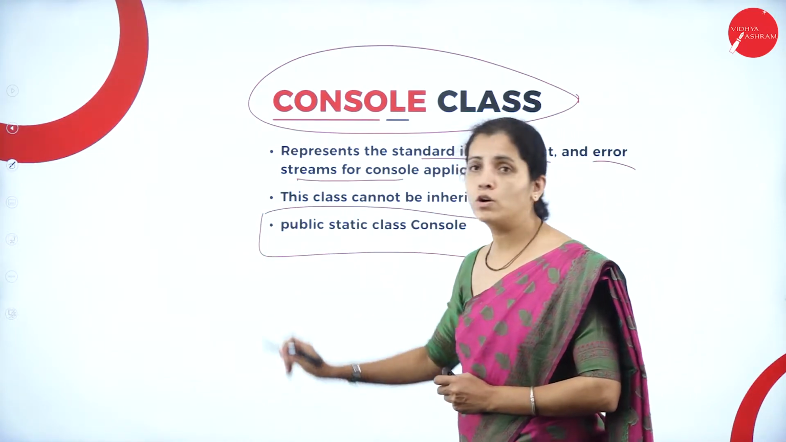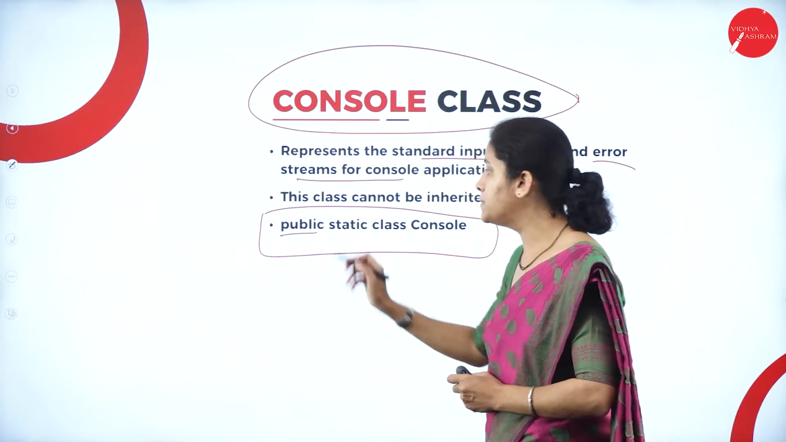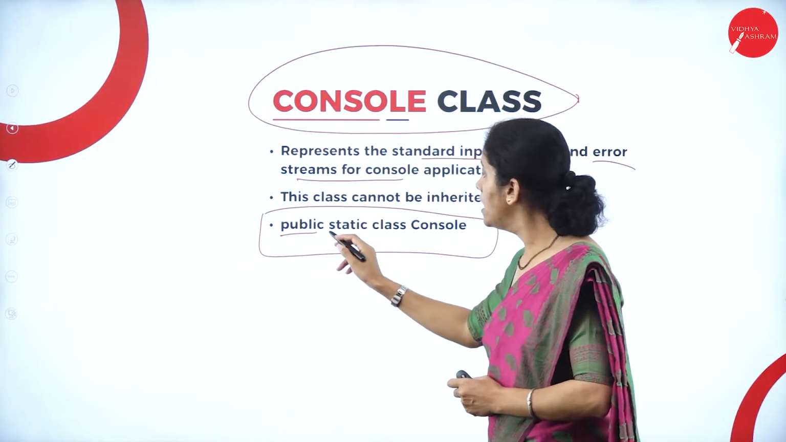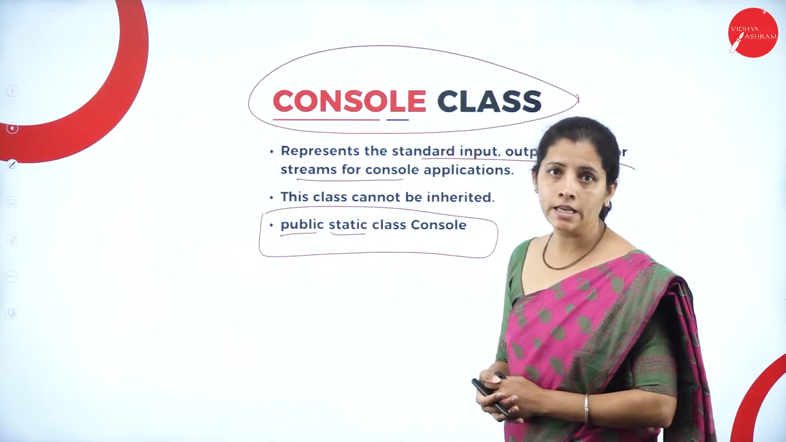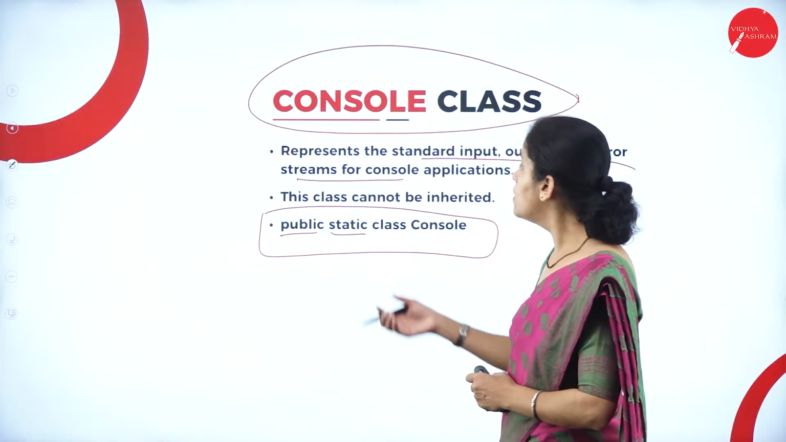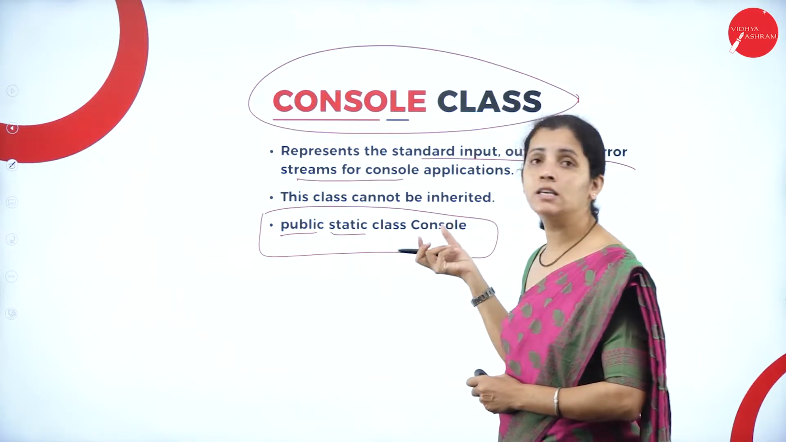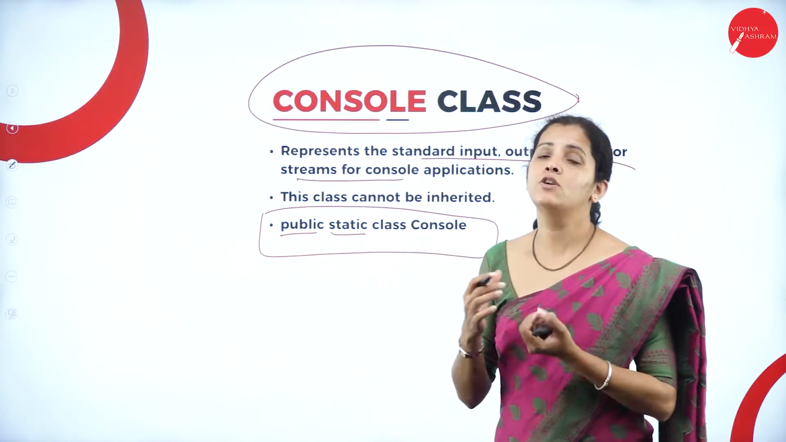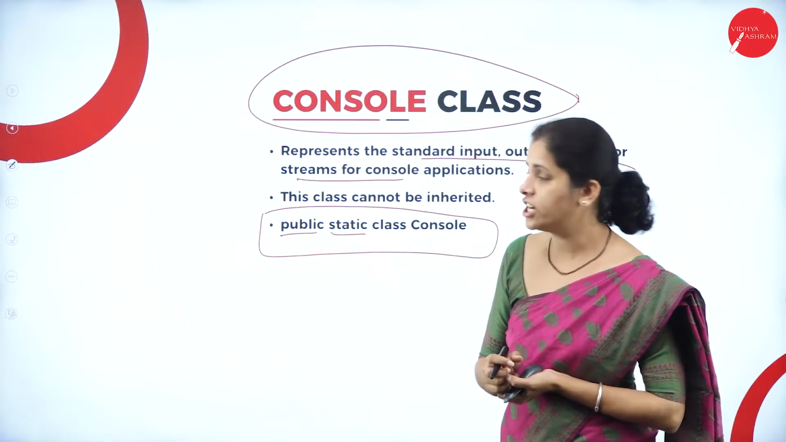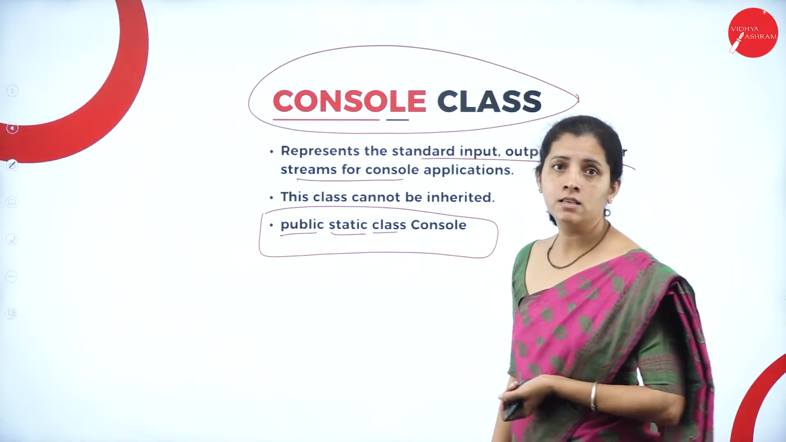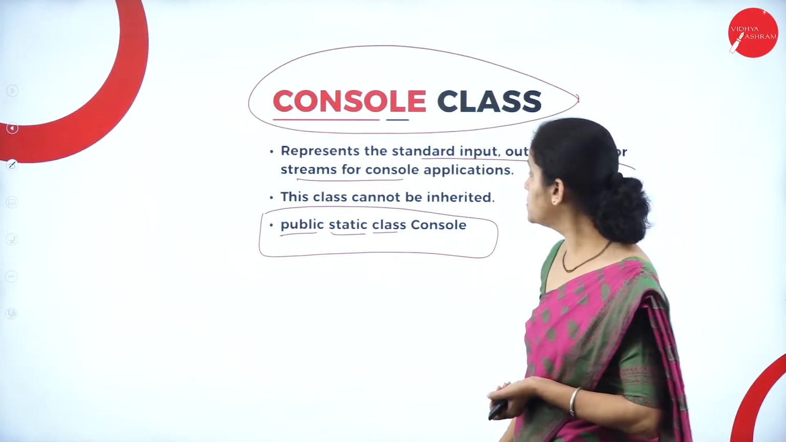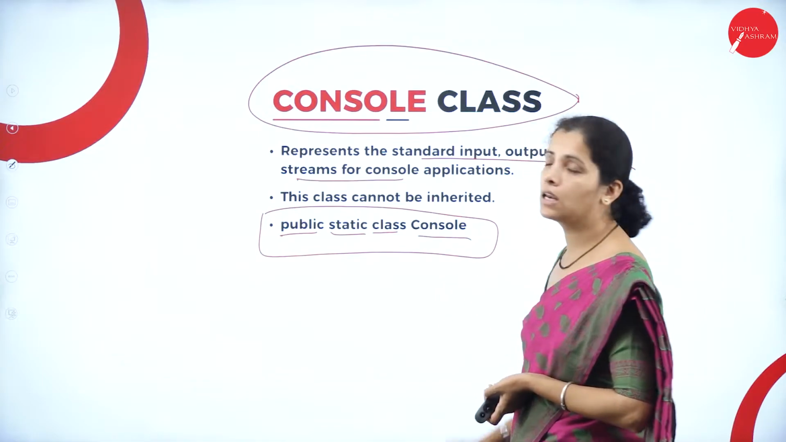So I want to have the format specifier, then I'm going to write static. It is a keyword. Why do I have static? Because to call this Console class, I do not require any object. And class is a keyword used to specify the Console class.